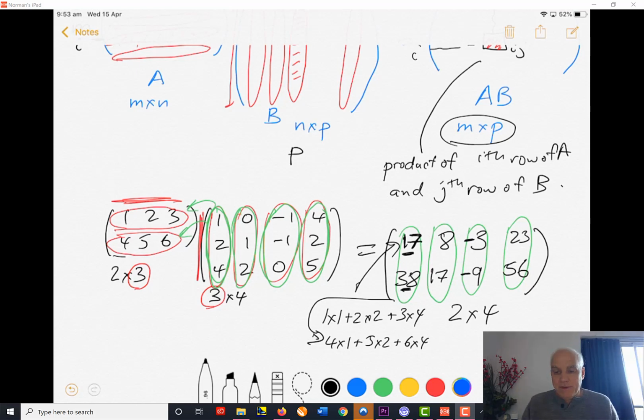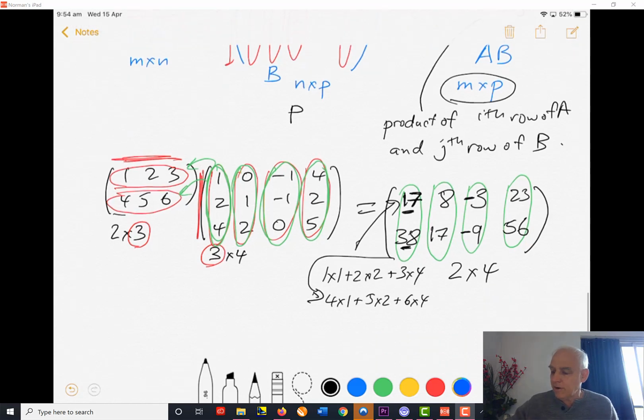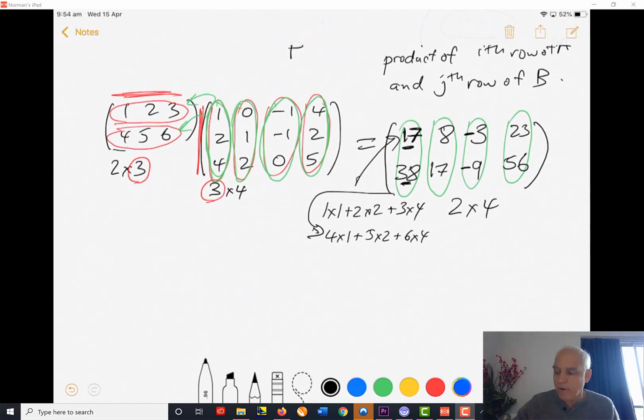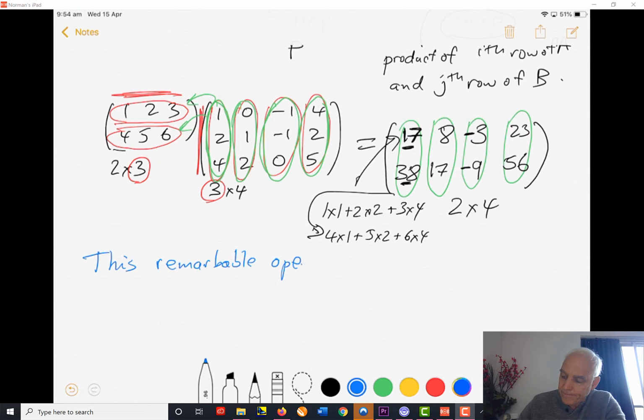Now you might think, well, this is a kind of a crazy thing to do. It's rather complicated, but it's not that bad. But we'll see that this is really a remarkable operation. Okay, and there's a main reason why this is remarkable. This remarkable operation satisfies a somewhat non-obvious but key property.